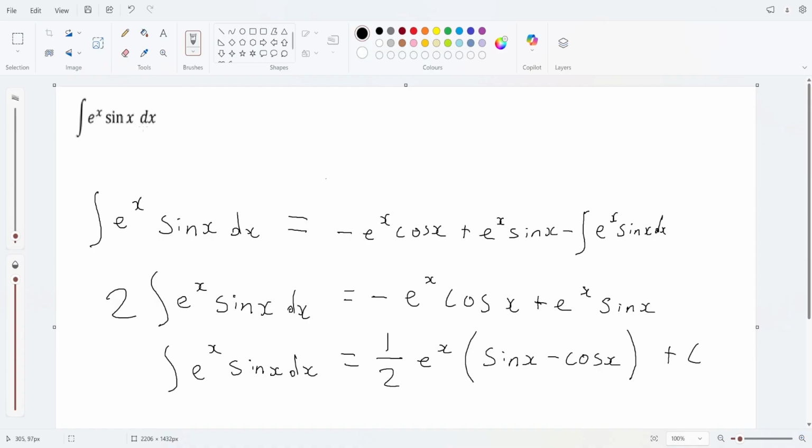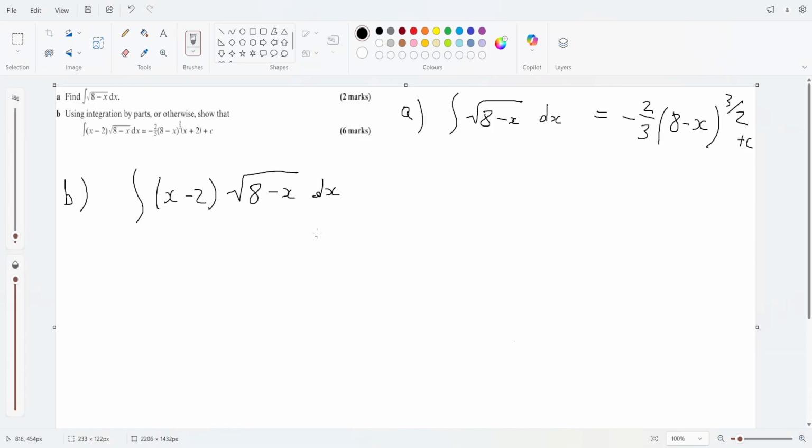I would recommend finding more of these questions and practicing them, because once you know how to do one, you can basically just do all of them. So I'm going to move into some harder questions now, just to reinforce that knowledge. Okay, so I have another question here that's starting to get a bit harder. I've done question A here, because it's not really relevant to by parts.